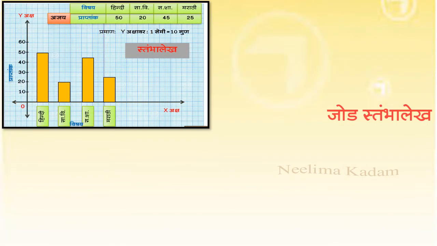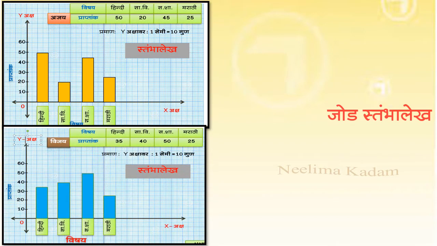For example, this is a simple bar graph of marks obtained by a student in different subjects, right? With the help of this bar graph we can read that Ajay has got 50 marks in Hindi and he got the least mark, that is 20 marks in science.